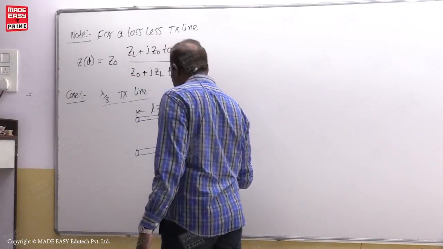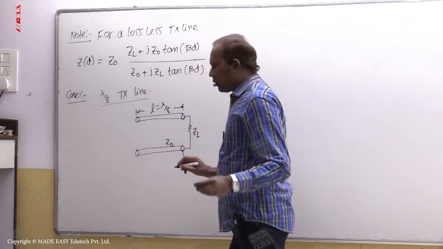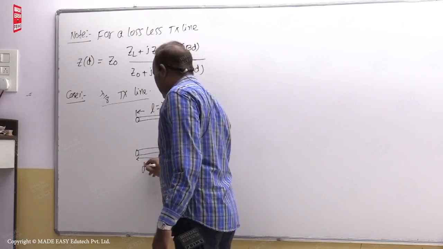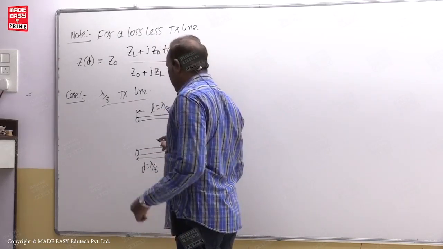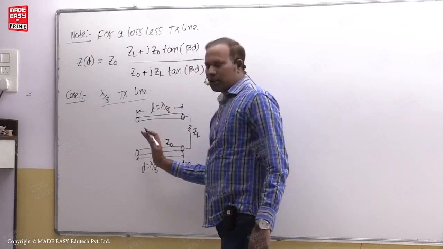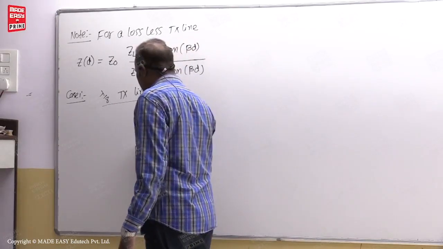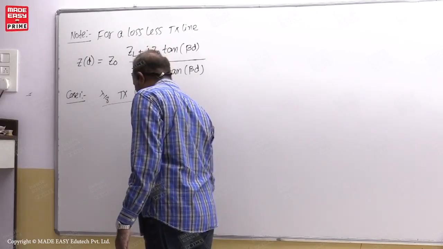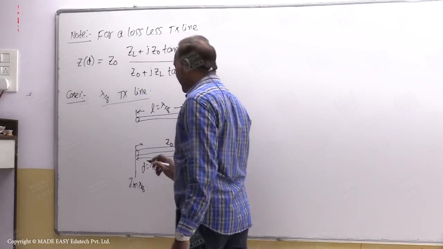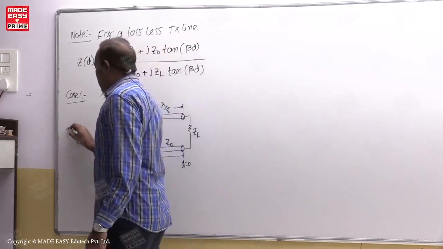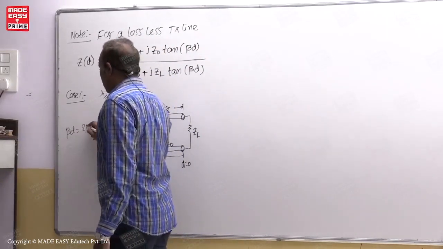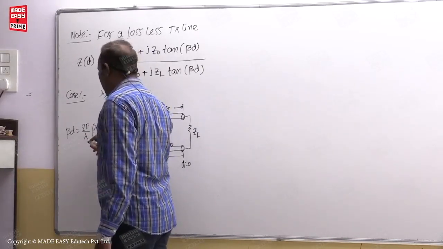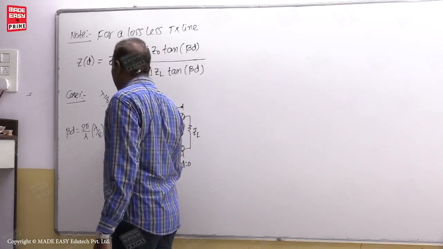Now d equal to 0 means what? At the load. D is equal to the total length means you came to the input side. Now what is the input impedance of the lambda by 8 transmission line? So βd is equal to 2π by lambda into lambda by 8. So lambda cancels, you get π by 4.